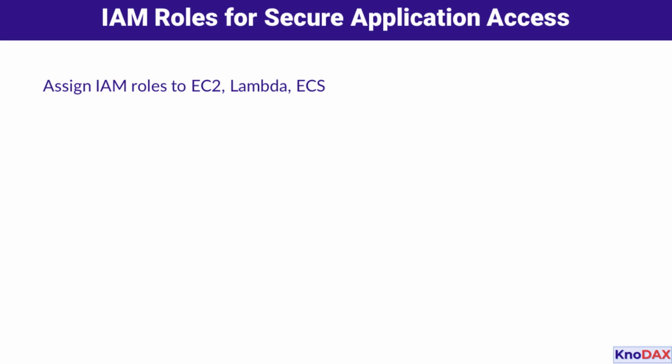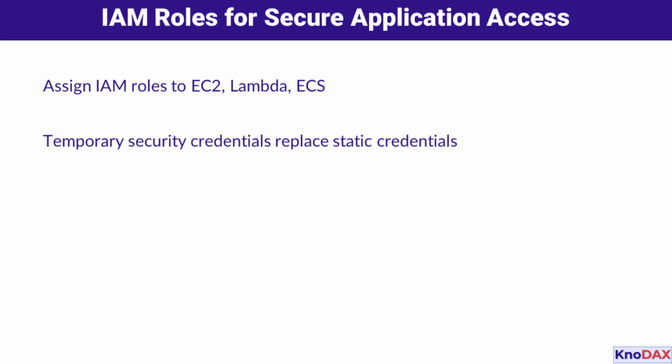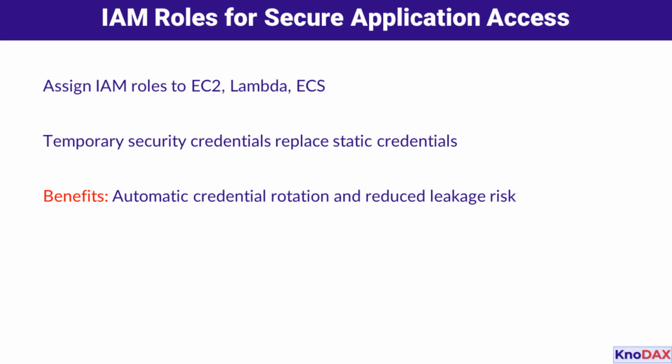Taking IAM a step further, IAM roles are especially useful when working with AWS services like EC2, Lambda, and ECS. Instead of hard-coding credentials, we assign roles that provide temporary credentials. This not only reduces credential leaks but also automates rotation, keeping our security posture strong.